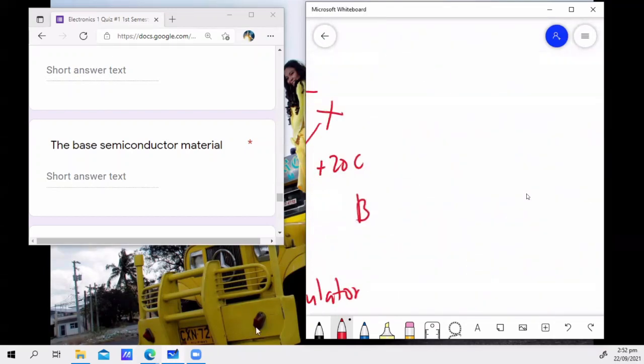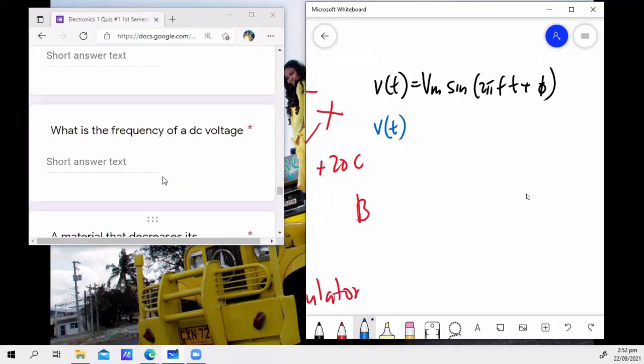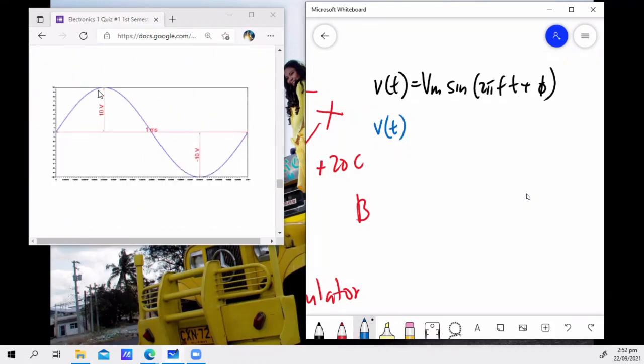The equation of our sine wave or AC waveform is V of t is equal to V sub m times sine of 2 pi ft plus phi. That is our general form, right? On the first day of classes, I already told you to memorize that. So this will be its equation. V of t, so our peak here is 10 volts, so we replace V sub m with 10.